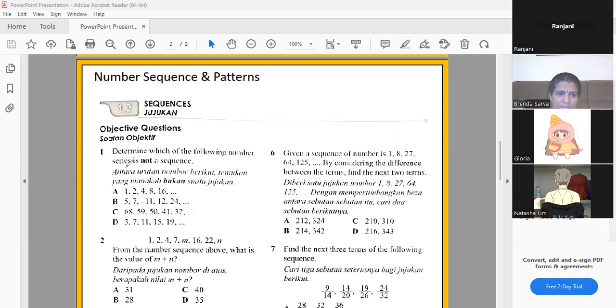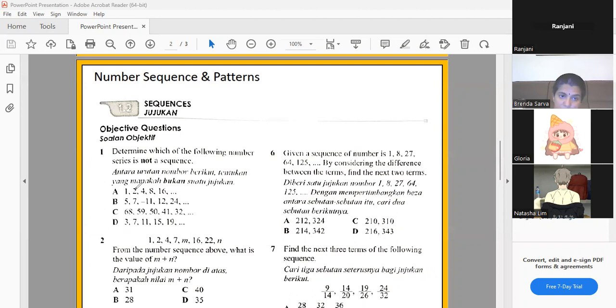Just a few seconds, okay? Not too long. Which one is not a sequence? So you got to look at every one and figure out what makes it a sequence. Why is it not a sequence? So let's look at the first one.